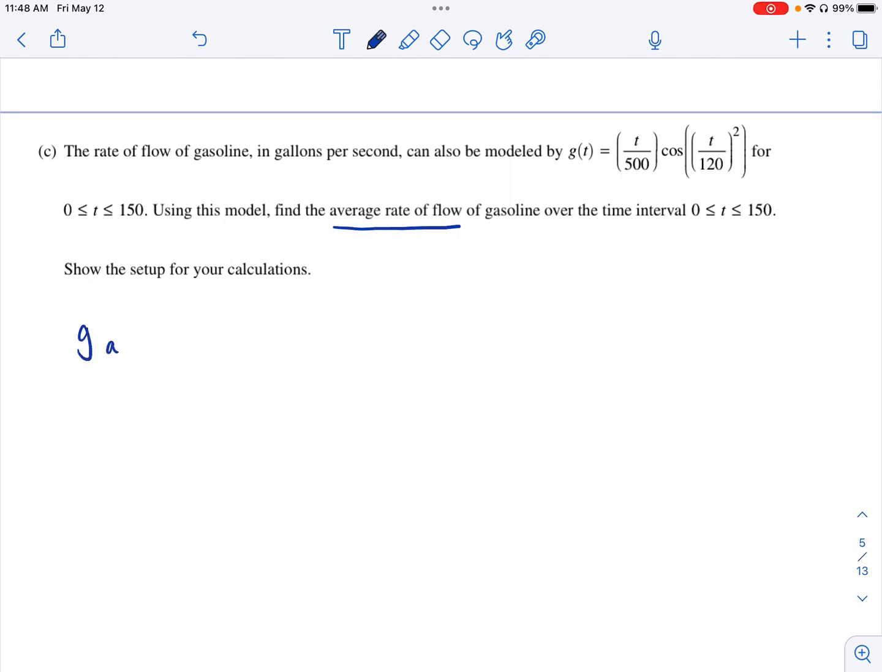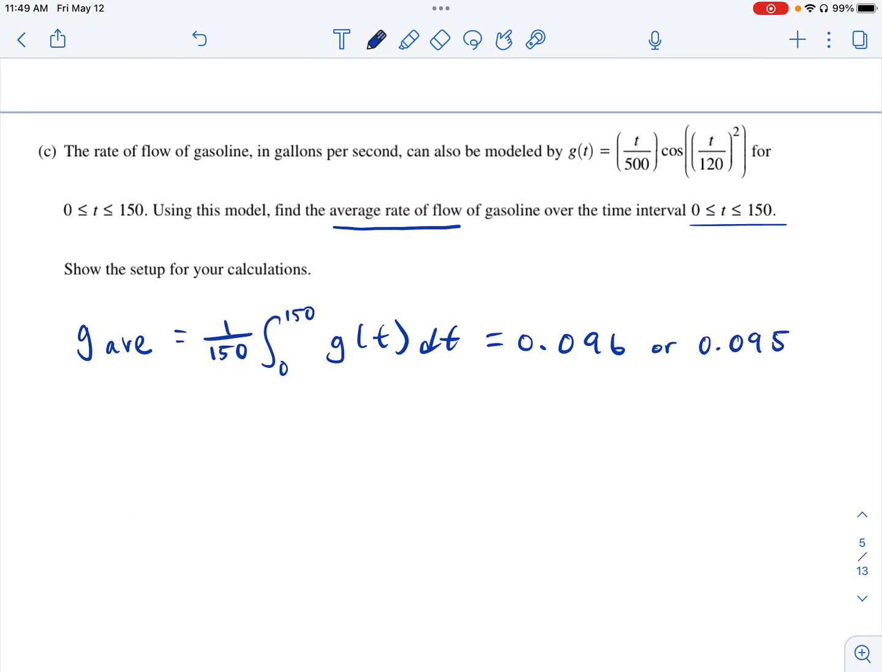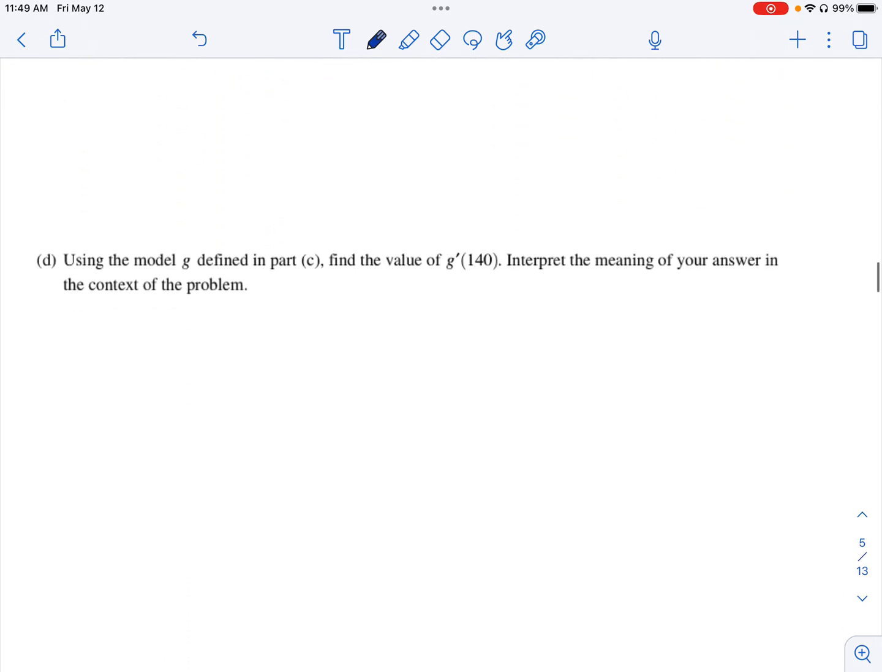So I'm going to say that the average value of this function G is, and we're going to use this formula, the definite integral from 0 to 150 of this function g of t dt divided by the width of that interval, or the length of that interval. So since we're going from 0 to 150, I'm going to divide that definite integral by 150, or multiply by 1 over 150. Punch that into your calculator, and you should get either 0.096 or 0.095 if you are truncating. Okay, pretty straightforward there. And let's look at the last part of this problem.